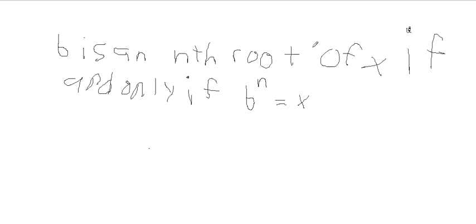So this is the actual definition of an nth root. b is an nth root of x if and only if b to the power of n is equal to x. And a little fact about nth roots is that other than square roots and cube roots, square roots are when n equals 2, and cube roots are when n equals 3. There's no more special names. So for other roots, they're just called fourth roots, fifth roots, and so on.